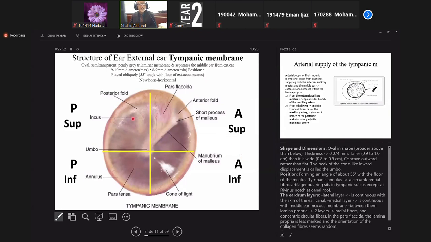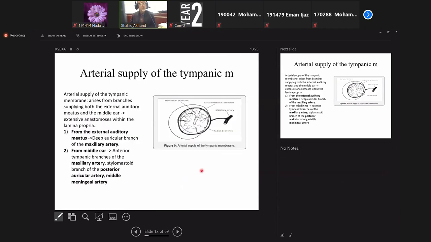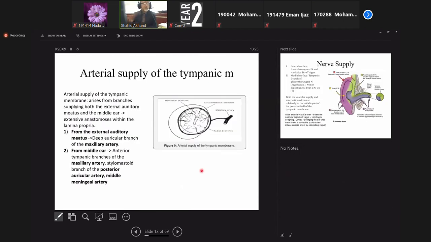So you see, these are the different parts of the tympanic membrane. Now, which nerves should supply the outer surface of the tympanic membrane? All the nerves which were supplying the external auditory canal. Okay, so those nerves will be responsible for that. What nerves should be supplying the inner part? All the nerves which are supplying the middle ear.